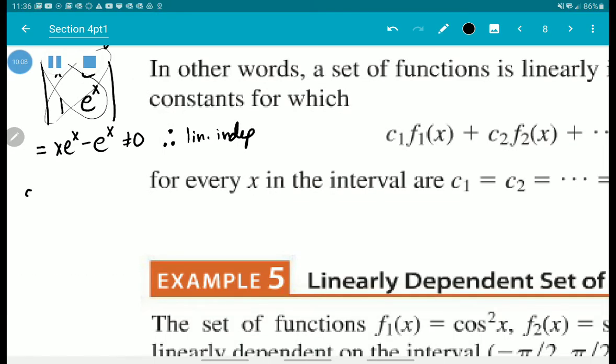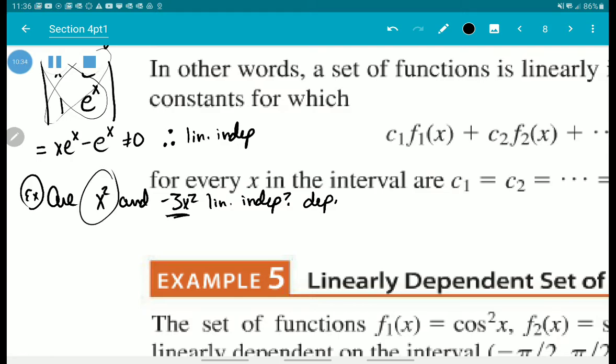Now, I also have a different example. What if we're looking at x squared and negative 3x squared, and we're asking, are they linearly independent? Well, we would say these guys are not. They are dependent, because I could get this guy just by multiplying this by negative 3, which means that this is a combination of that. It's actually a scalar multiple of that one. That's what it means to be dependent, that you can write one function in terms of the other functions as linear combinations. But let's show it using the Wronskian.